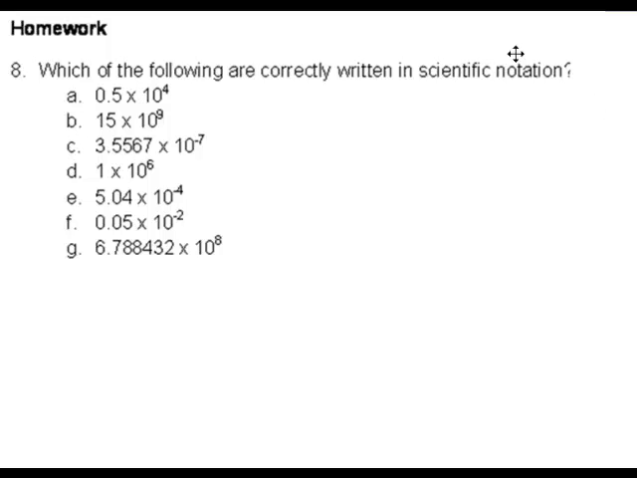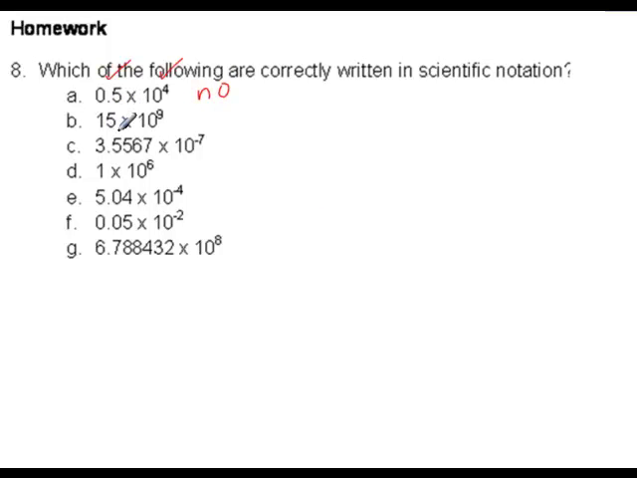Which of the following are written correctly in scientific notation? We know that the first part has to be between 1 and 10, right? The second part has to have a power of 10: 10 to the third, 10 to the fourth, 10 to the negative third, whatever. So is this between 1 and 10? Yes. 0.5? Oh, no. So that's not written in scientific notation.